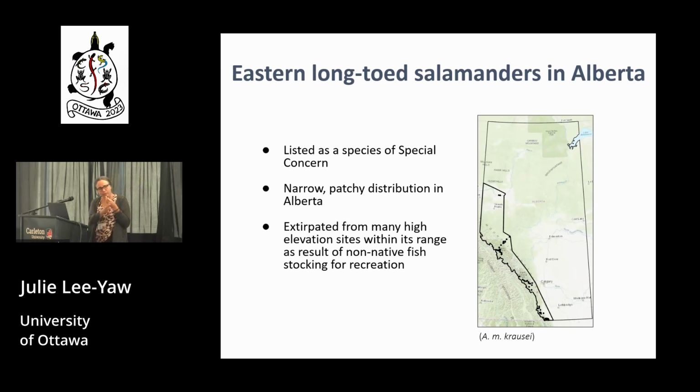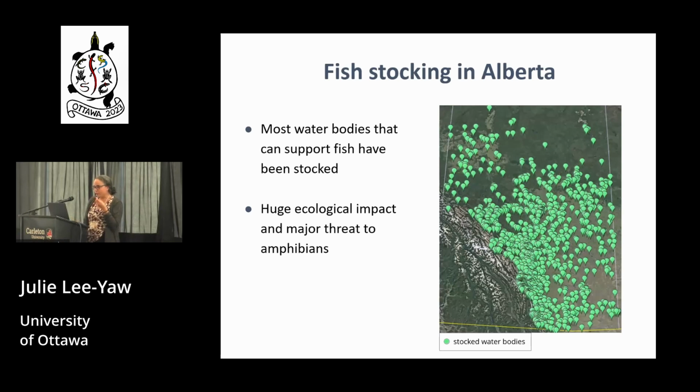I'm showing a map here of the province of Alberta and the range of the long-toed salamander. In Alberta, the subspecies that is present is considered the eastern long-toed salamander, and it is listed as a species of special concern in the province because of this narrow and patchy distribution that you see. One of the threats that the salamanders and other amphibians in the province have faced has been the introduction of non-native fish into historically fish-free water bodies for recreational purposes.